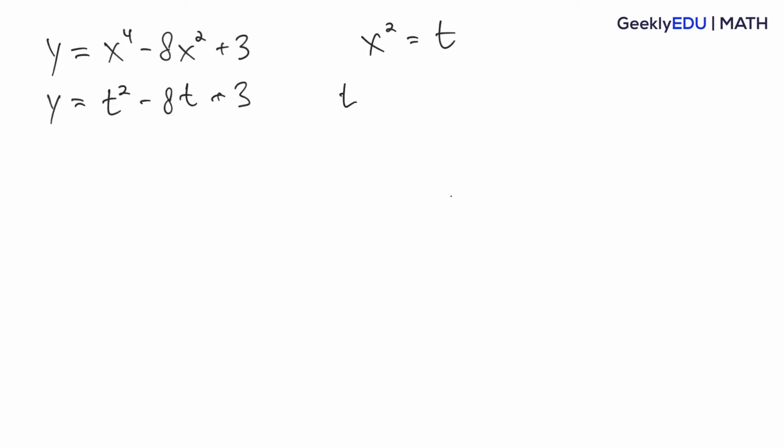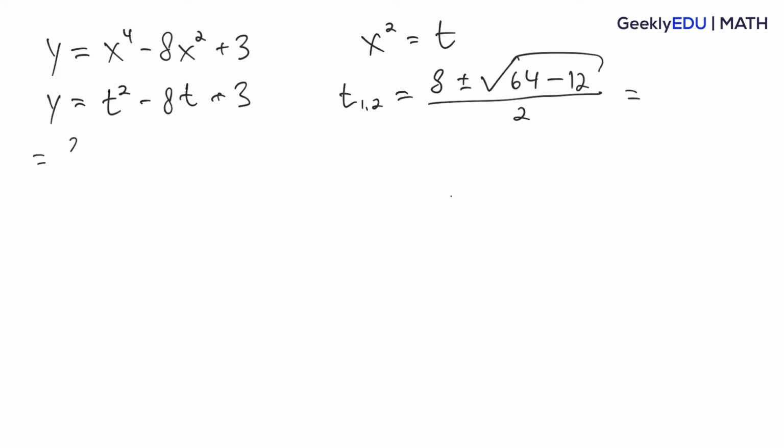And the solutions are the two roots, t1 and 2, equal to minus b, so 8, plus or minus the square root of b squared, 64, minus 4ac. So 4 times 1 times 3 is 12. And this is all over 2a, so 2, because a is equal to 1. So let's simplify this. It's 8 plus or minus the square root of 52 divided by 2.